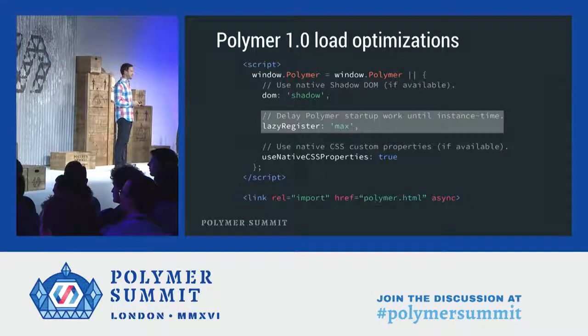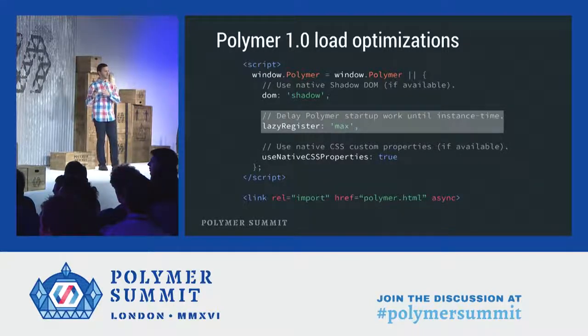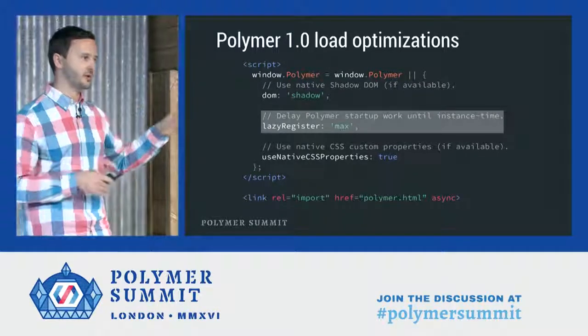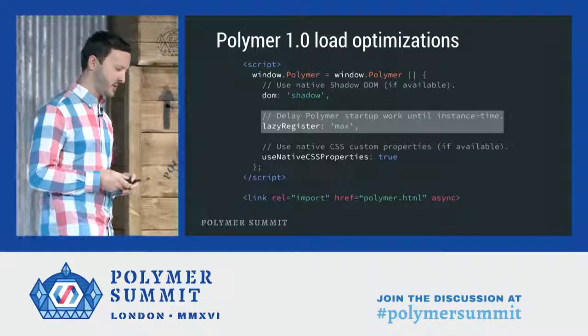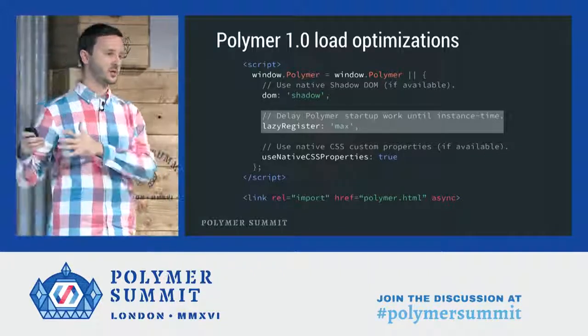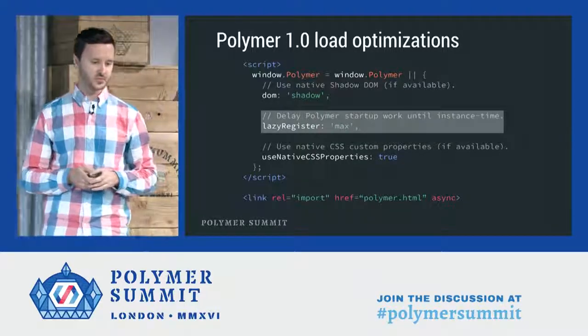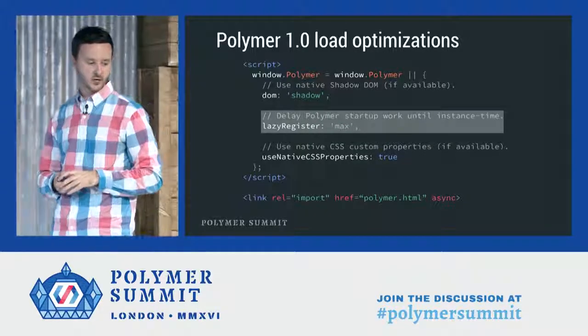Lazy load max. Basically what this does is it tells Polymer to delay some of the work it has to do when your page loads and delay that until an instance of your component is created. So instead of doing all this fix-up work and shimming styles and mimicking shadow DOM at page load time, it waits. It waits to run that stuff when an actual instance of your component is stamped. So it's another good optimization for good, fast page load.